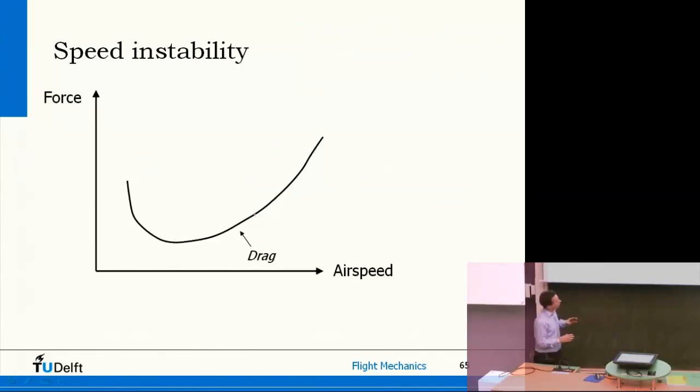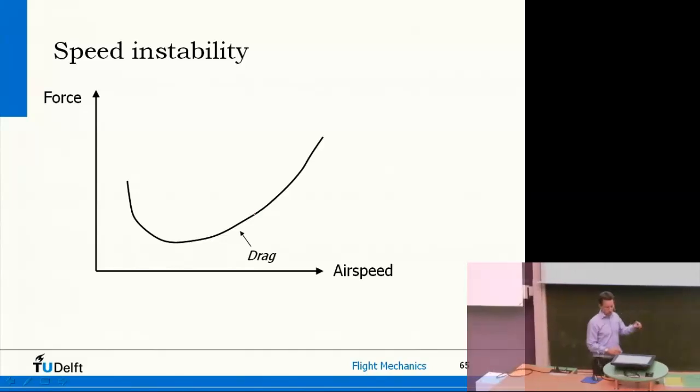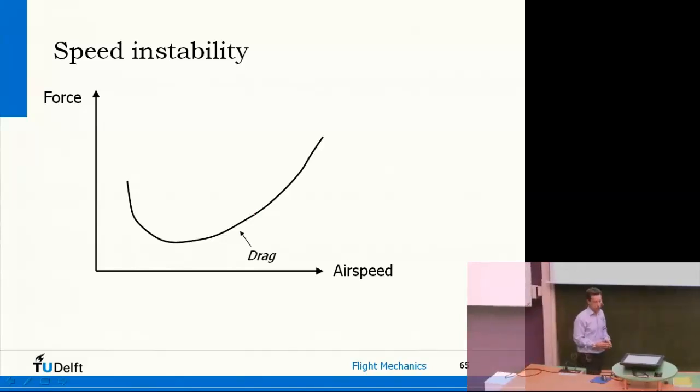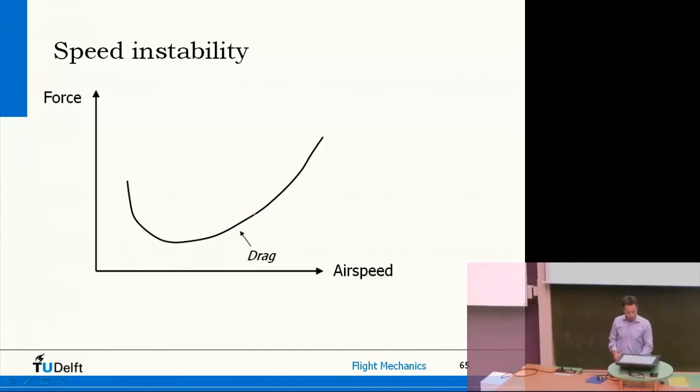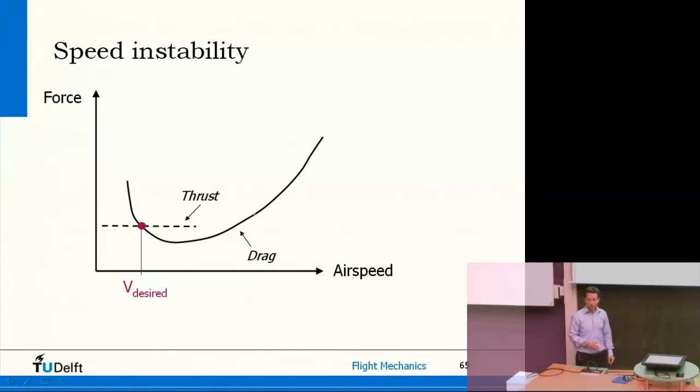But now let's just assume that this is the performance diagram of the aircraft, and let's assume we'd like to fly slowly for whatever reason. So let's assume that this is the speed I'd like to fly at. Now you can read in the diagram what the aerodynamic drag is at that speed. And of course, in order to fly at that speed, the pilot has to set the throttle such that thrust is exactly equal to drag in that point. So thrust is equal to drag, and you can fly nicely at that desired speed.